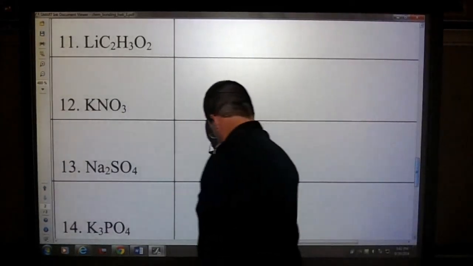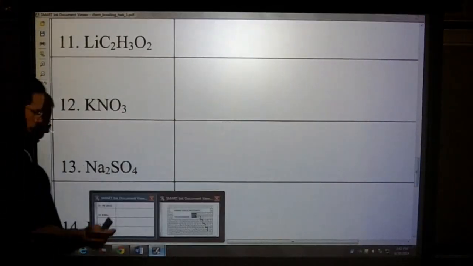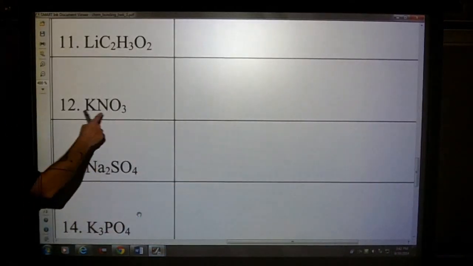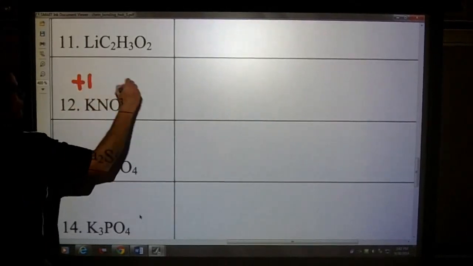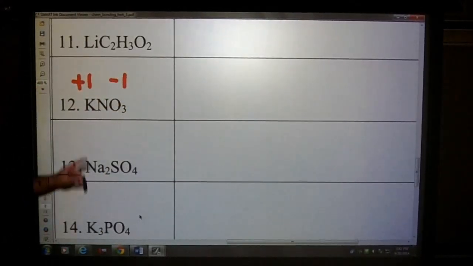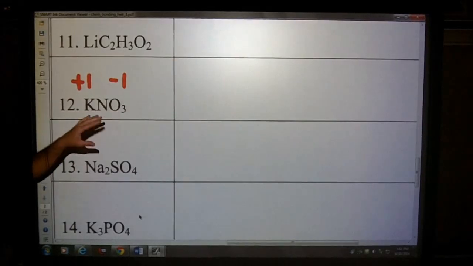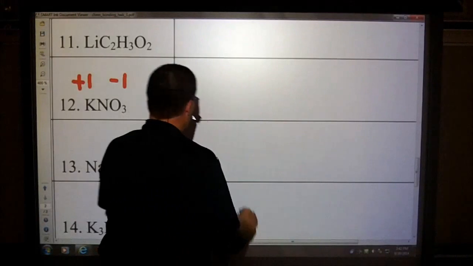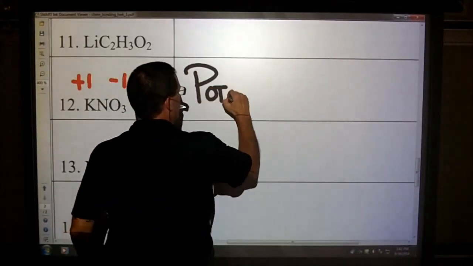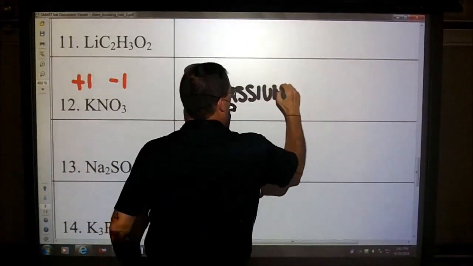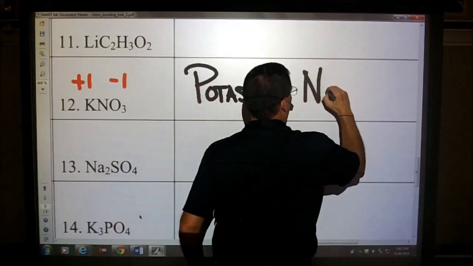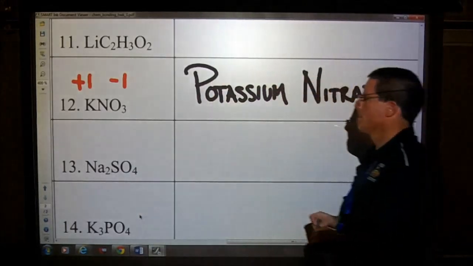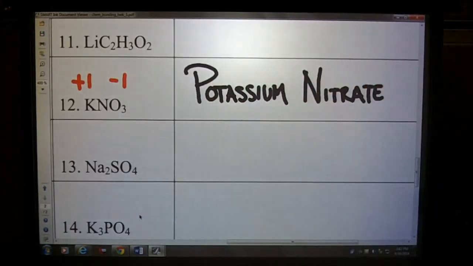Number 12, you have K, which is potassium, group 1A, and NO3 is nitrate, so potassium has a +1, nitrate a -1. So we have 1 potassium and 1 nitrate. We don't have 3 nitrates because there's no parentheses. So when writing this out, so potassium and nitrate. Okay. And again, it's a 1-to-1 relationship there.